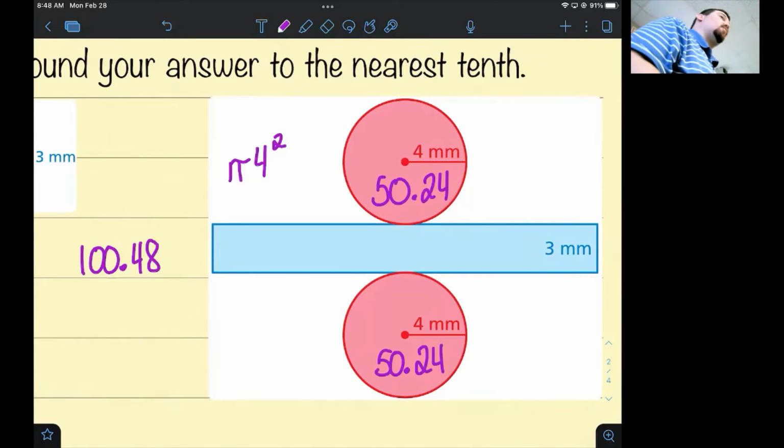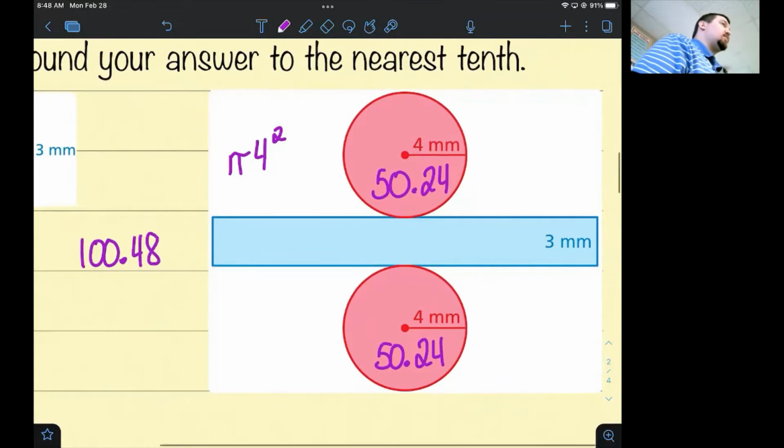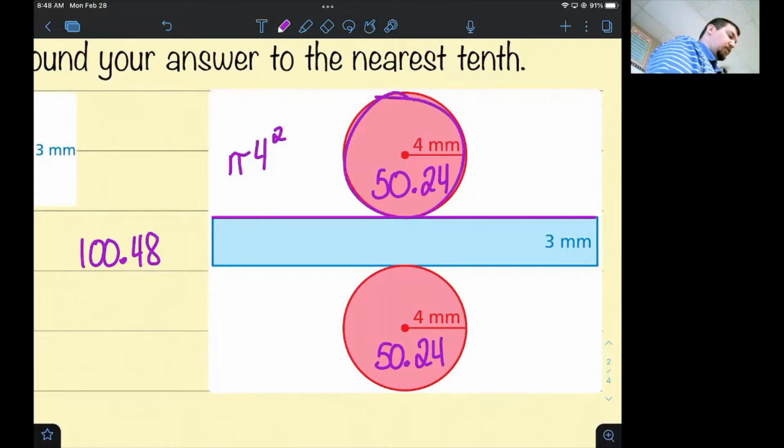Now for the rectangle, we know the rectangle is 3 millimeters tall. What we need to find is how long the rectangle is, which wraps around the circle, half of it on this side, half of it on that side. So we're going to find circumference of that circle. Now, Caden, the circumference formula is pi times d, not a difficult formula to use. But Maddie just said the radius was 4, not the diameter. What is the diameter of that circle? 8.